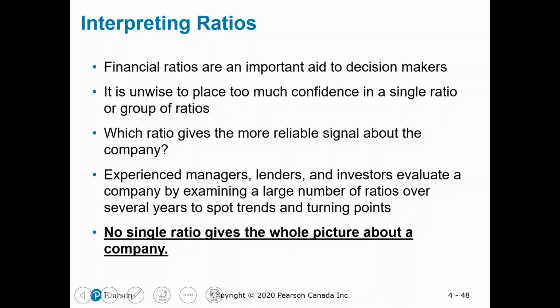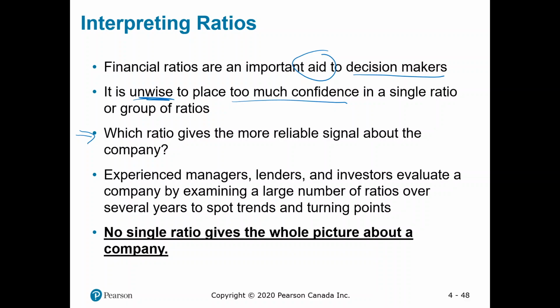Now, when it comes to interpreting ratios, we've talked about how these are a really good aid or a good tool for the users and the decision makers. But it's not very wise to place too much confidence on a single ratio. And you have to ask, which ratio is more reliable than another? So in our case, when we looked at Tights Company, both the current ratio and the debt ratio were quite strong. So they both indicated this company was safe.